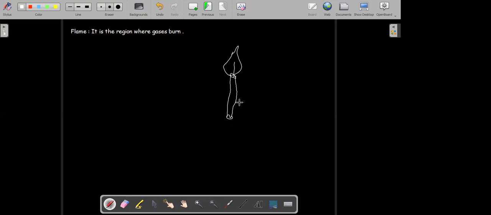No, the black smoke which you get, it's not carbon dioxide, it's carbon. Like if we place a paper on a burning candle, the carbon will get deposited over there.